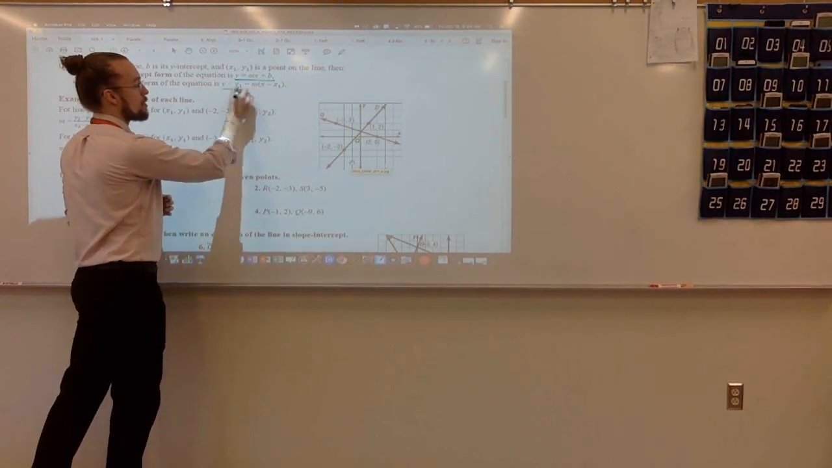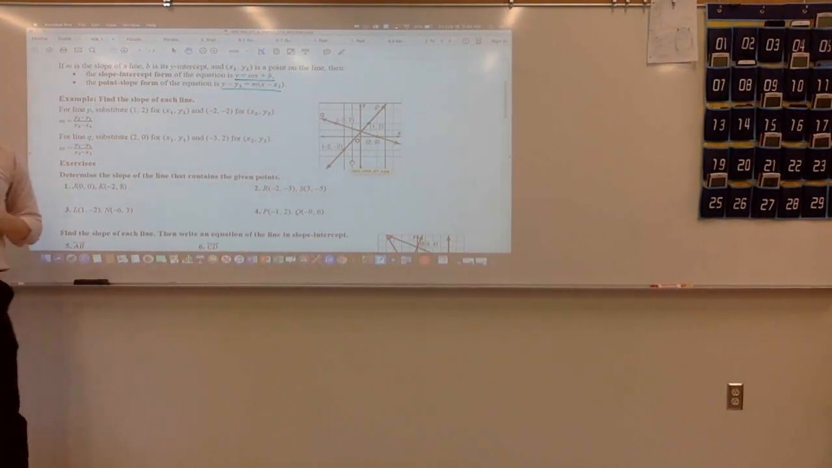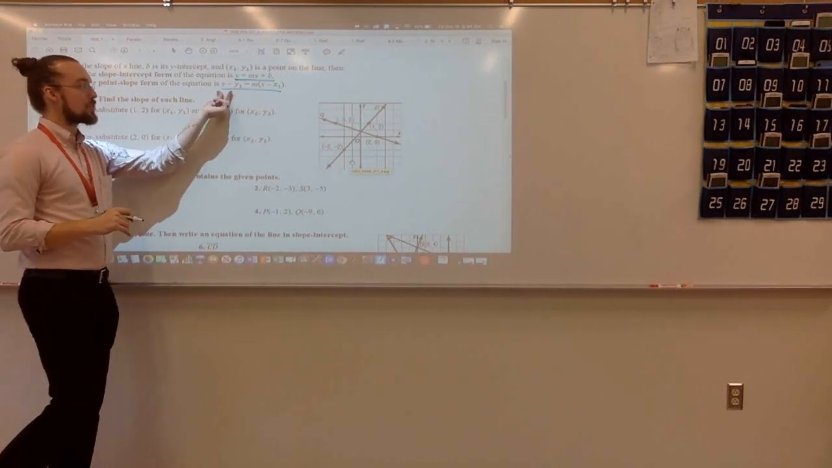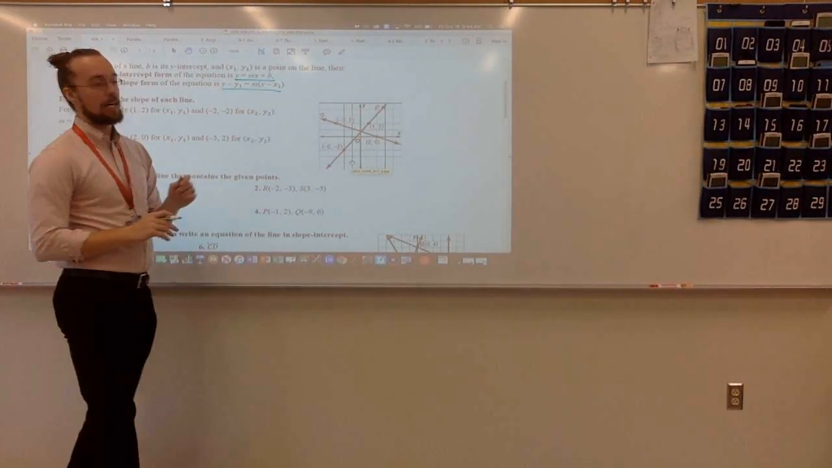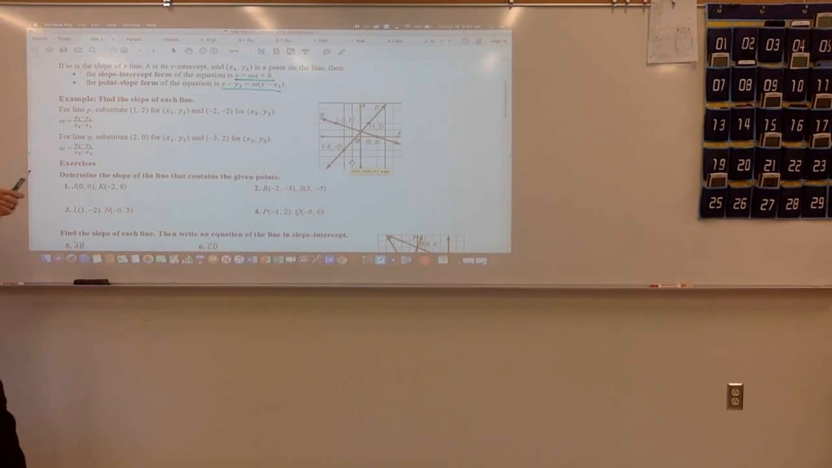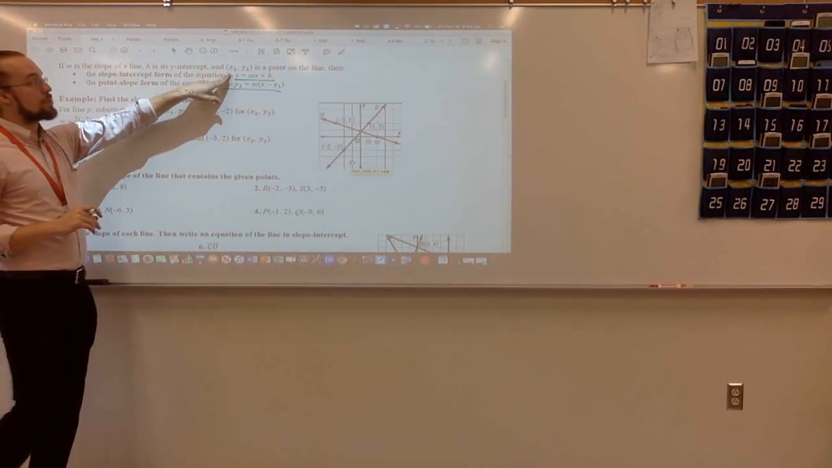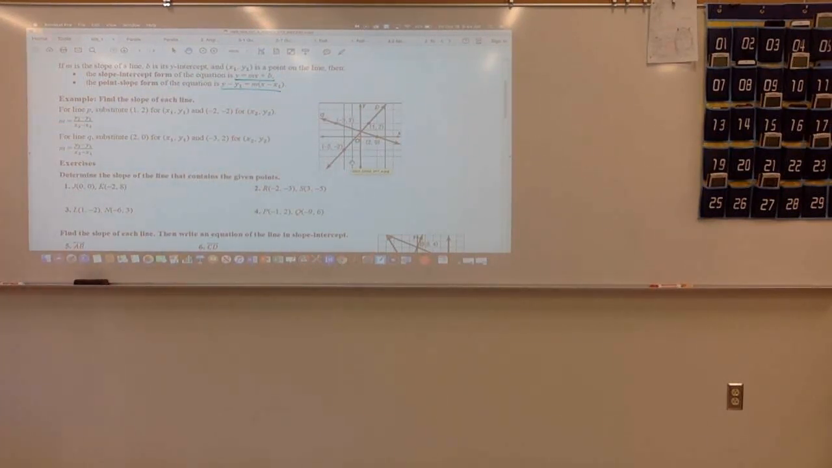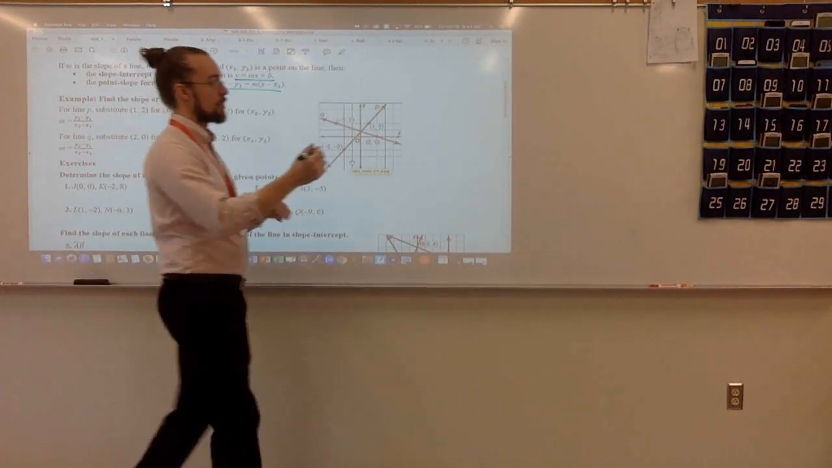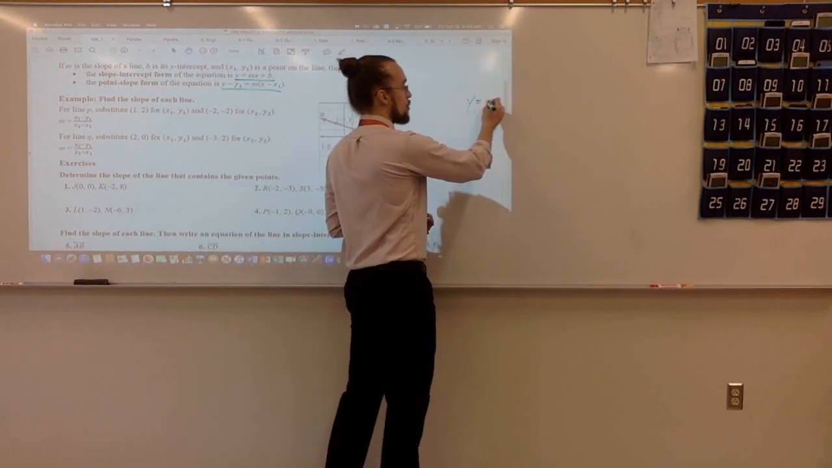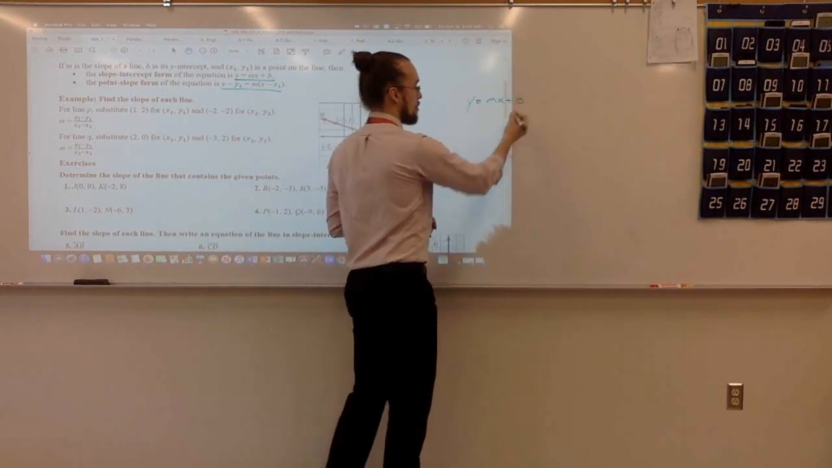Y equals mx plus b, which I think is the one you guys have worked with a lot more. And then our point-slope form of a line: y minus y1 equals m times x minus x1. So we're gonna use the slope-intercept form here to start out. So I'm gonna write that over to the side here. Y equals mx plus b.